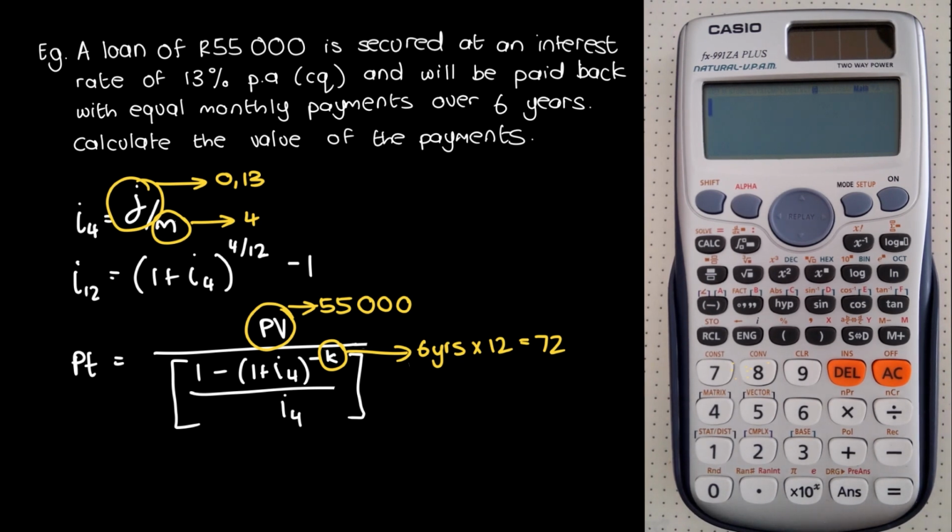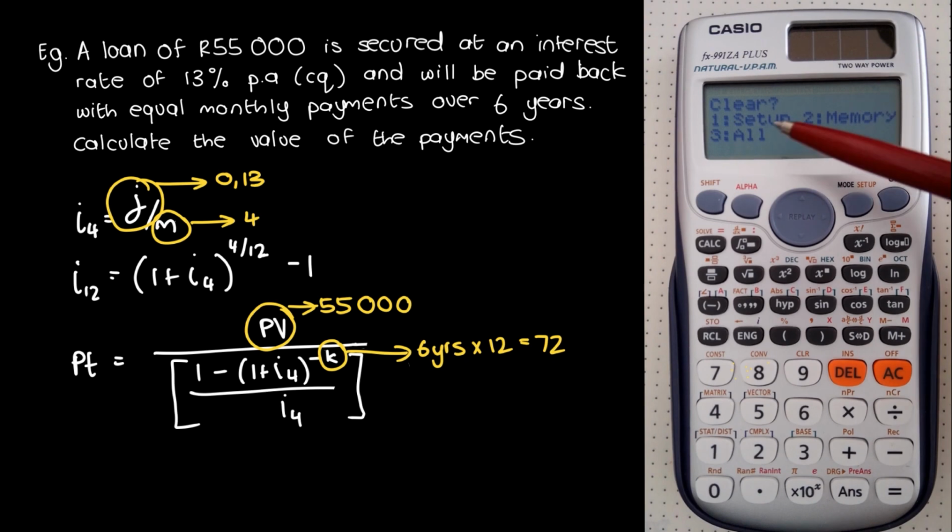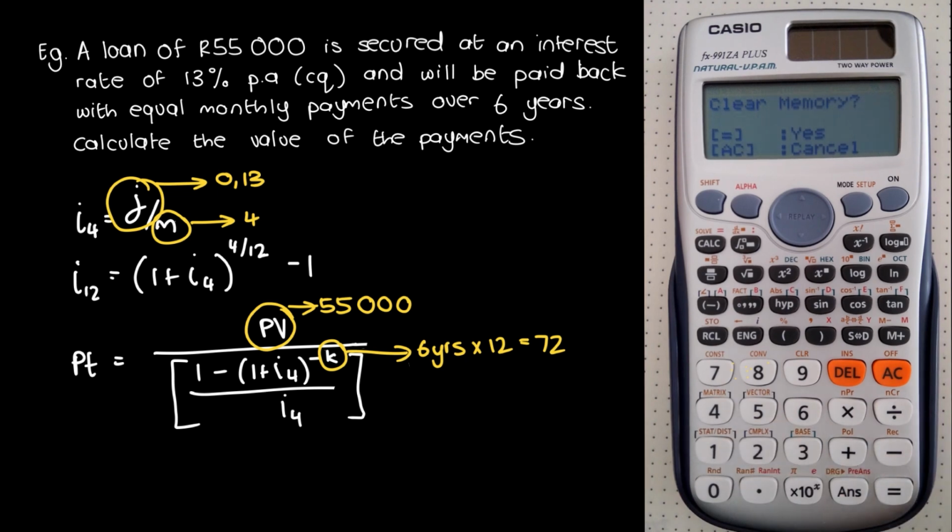Now, just a quick reminder of how we can make sure that we don't have any artifacts from our previous calculations. We can say shift and then clear. And if you say shift and clear, it tells you, do you want to clear the setup, the memory, or all? We just want to clear the memory. So all our variables A, B, C, D, etc. are cleared up. So we don't make mistakes and think we've done it when we haven't done it, and so on. So 2, and then we're just going to push equals to complete it. And then we just clear the screen there with the AC.